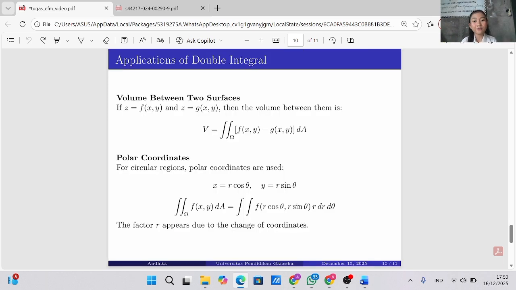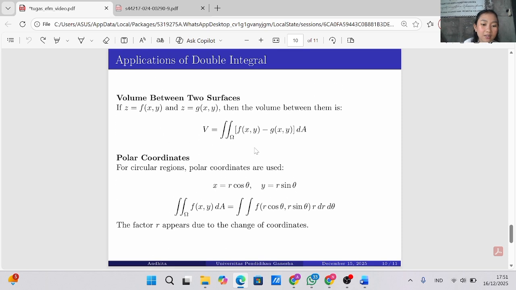Next, the application of double integral. Double integrals are not only theoretical, but also useful in real-life applications. They can be used to calculate the volume between two surfaces. If z equal to the function f(x, y) and z equal to the function g(x, y), then the volume between them is the double integral over omega of f(x, y) minus g(x, y) dA. For example, in physics and in engineering.